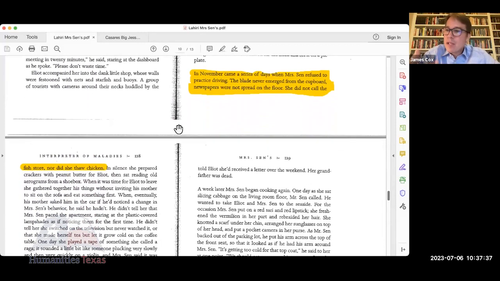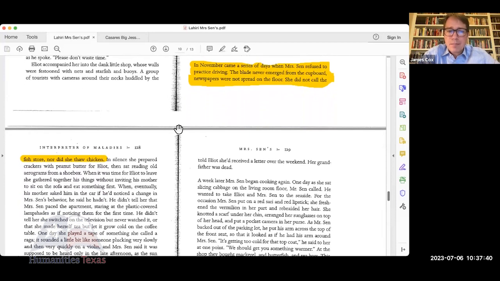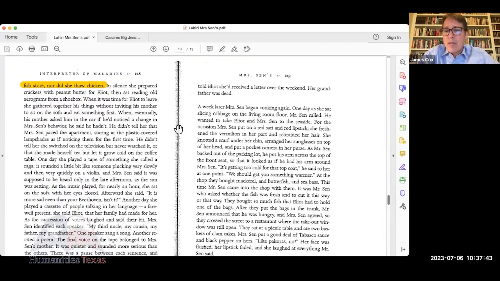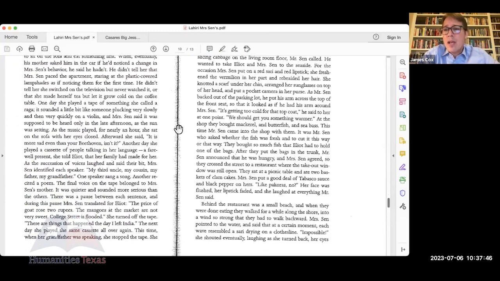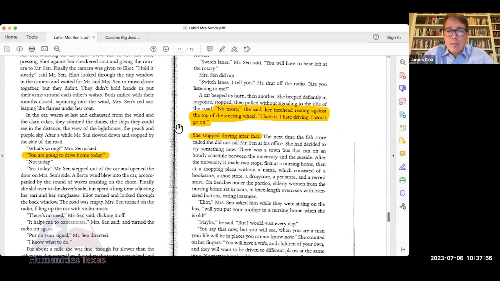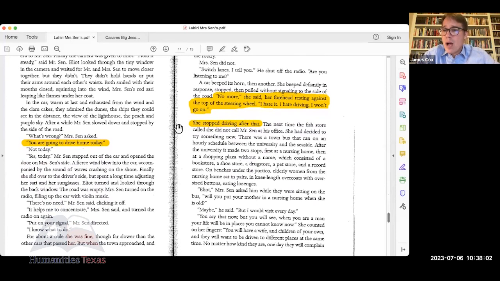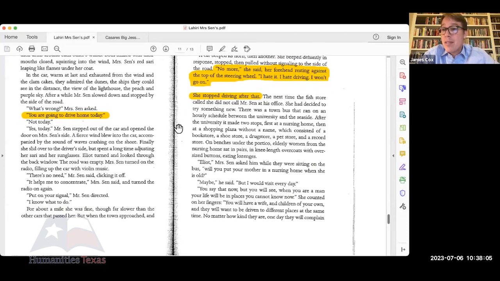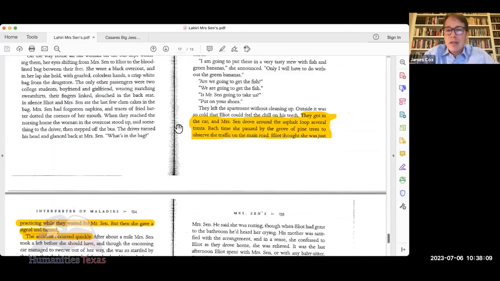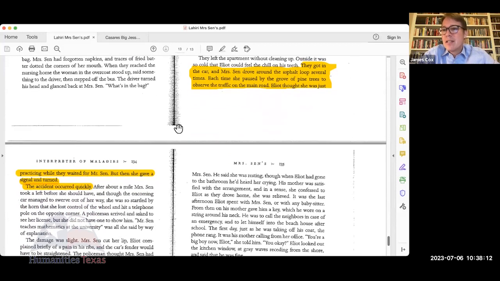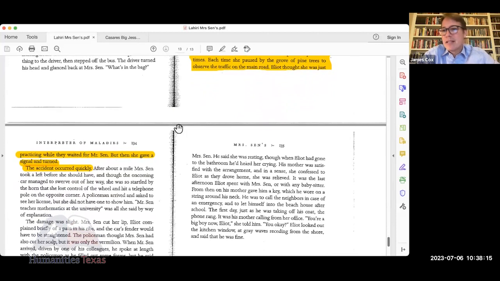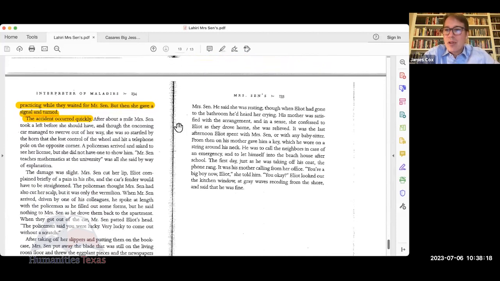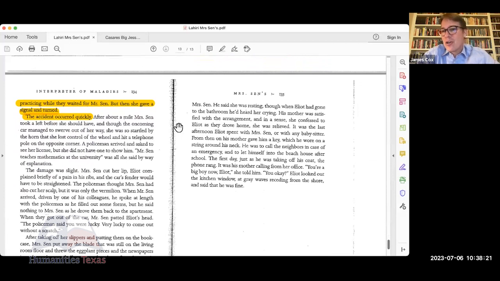And then the conflict continues. Mrs. Sen decides not to drive. We learn later it's because someone in her family has died, her grandfather. So you notice here that Lahiri is now working to connect the driving to the immigration experience. And then Mr. Sen insists that he drives. It does not go well. We're told, "I hate driving, I won't go on." And then she stops driving. And then near the end of the story, she does make an attempt to drive by herself. And as Lahiri tells us here, almost on the last page of the story, "The accident occurred quickly."